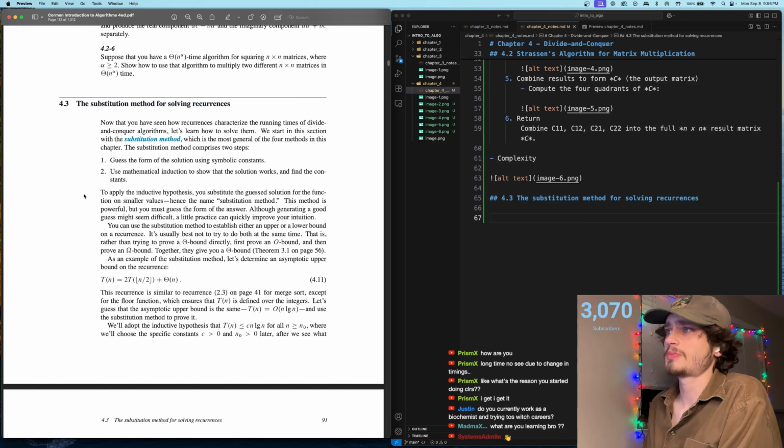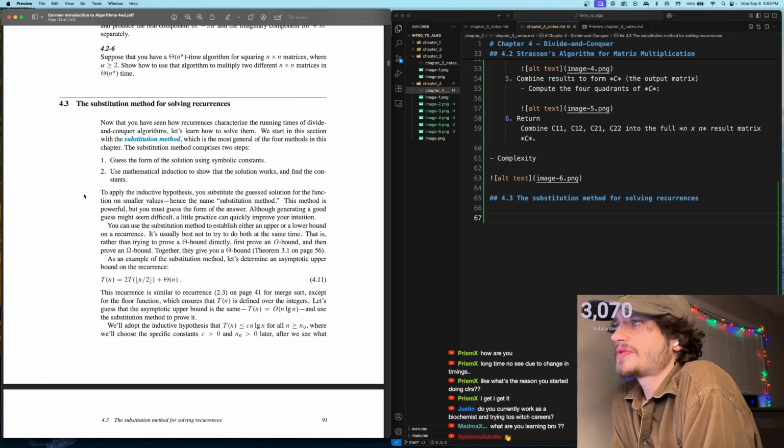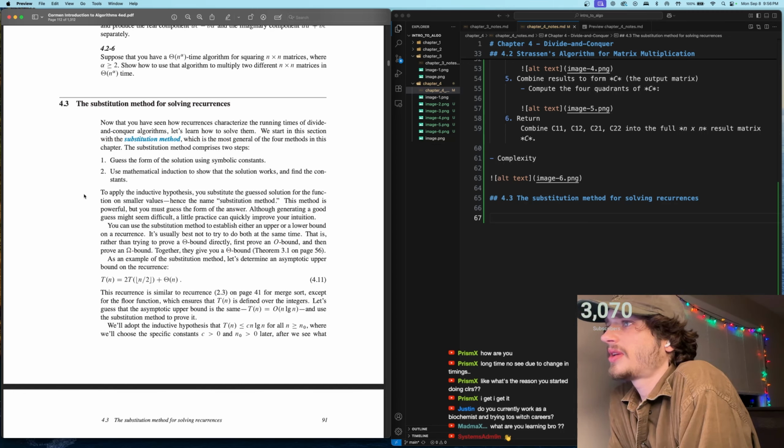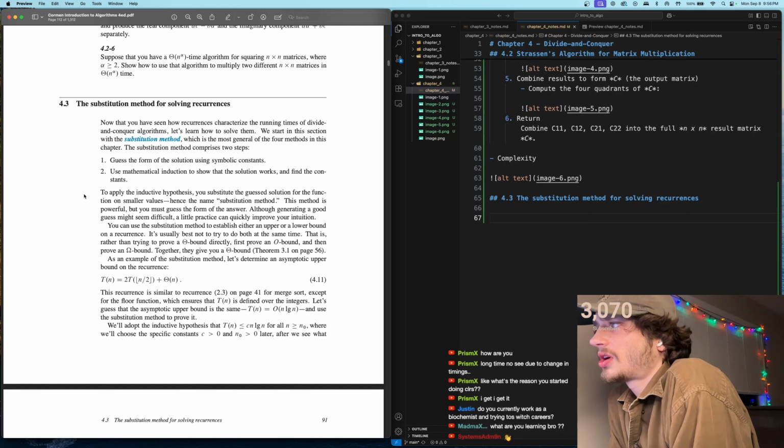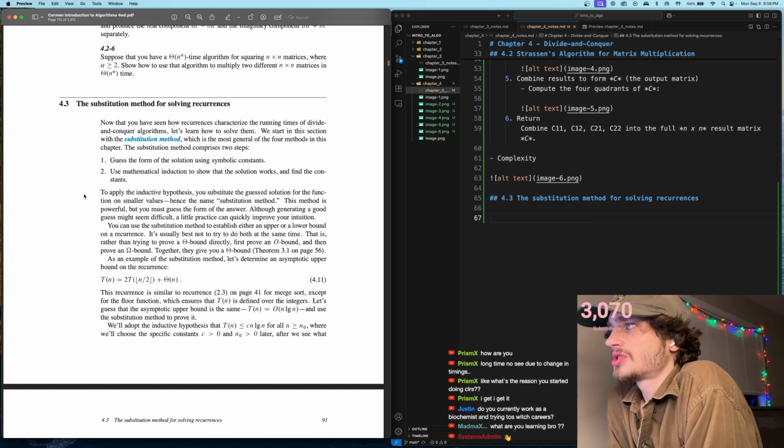4.3. The substitution method for solving recurrences. Now that you've seen how recurrences characterize the running times of divide and conquer algorithms, let's learn how to solve them. We start in this section with the substitution method, which is the most general of the 4 methods in this chapter. The substitution method comprises 2 steps.